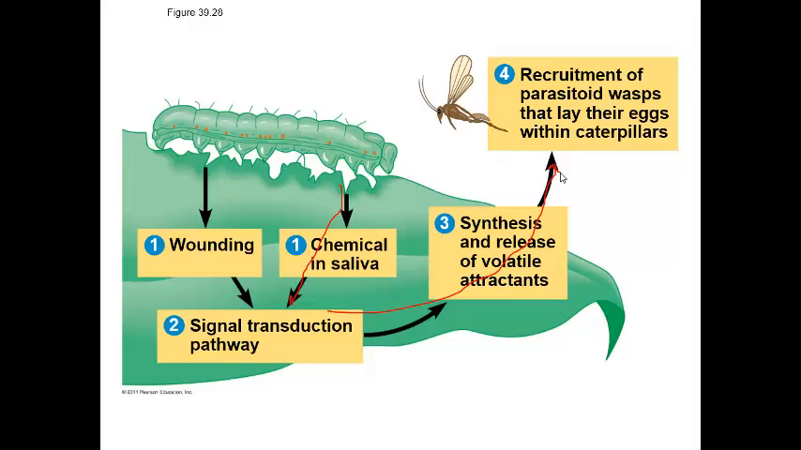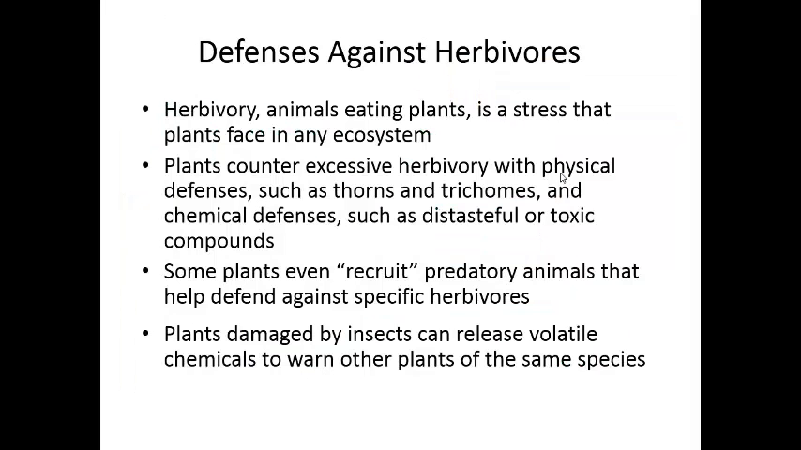These attractants bring parasitoid wasps over to the plant, and the wasps have a parasitic relationship with the caterpillars. They lay their eggs within the caterpillars, which is going to kill the caterpillar as a result. So here you see an amazing defense that the maize plant has against this caterpillar. When the caterpillar damages it, it releases attractants that are going to bring over wasps that kill the caterpillar. Plants that get damaged by insects can also release chemicals that warn other plants in the area that an insect is around.